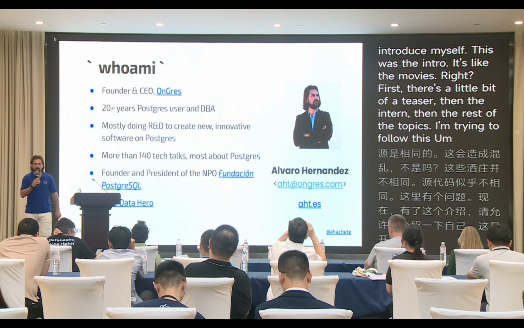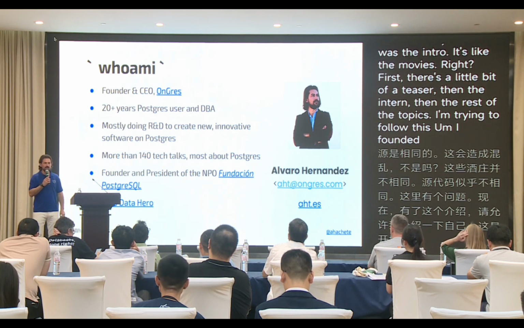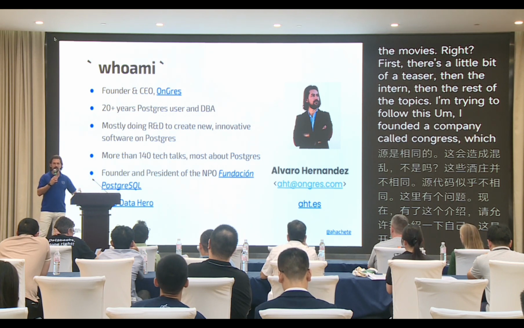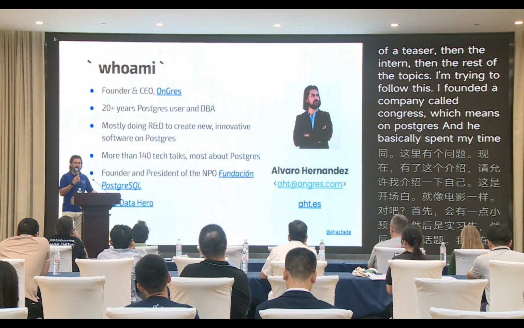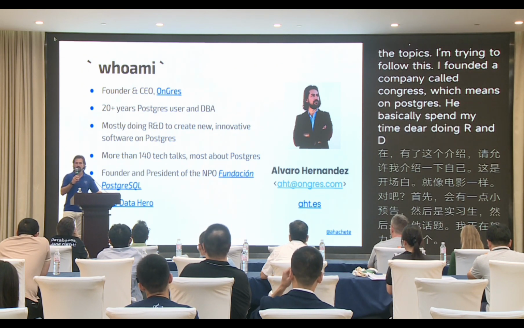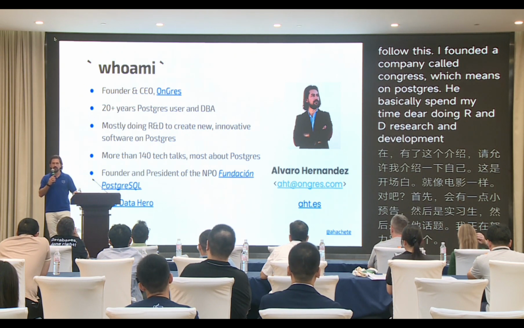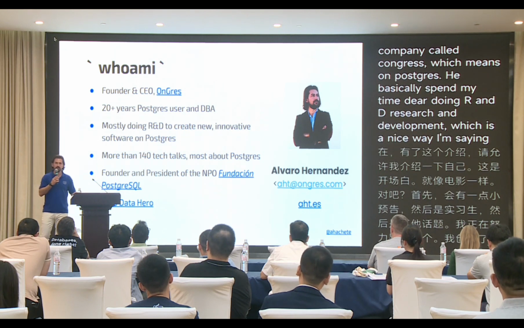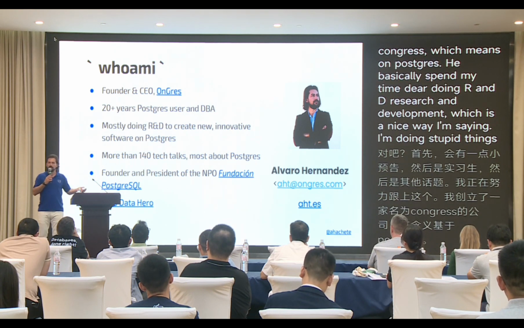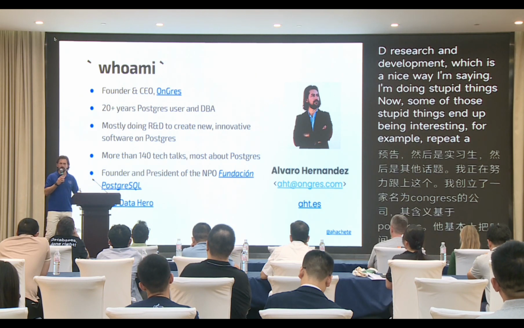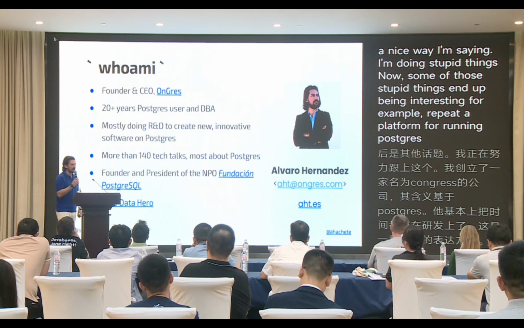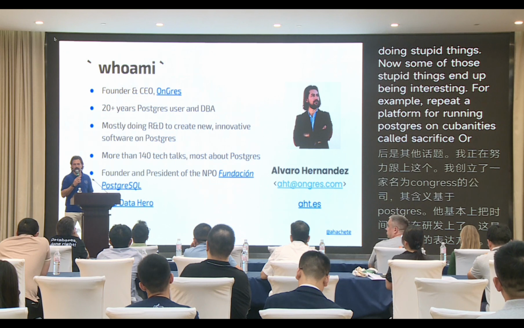I founded a company called OnGres, which means "on Postgres." I basically spend my time doing R&D, research and development, which is a nice way of saying I'm doing stupid things. Now, some of those stupid things end up being interesting. For example, we built a platform for running Postgres on Kubernetes called StackGres, and some other projects came to light.